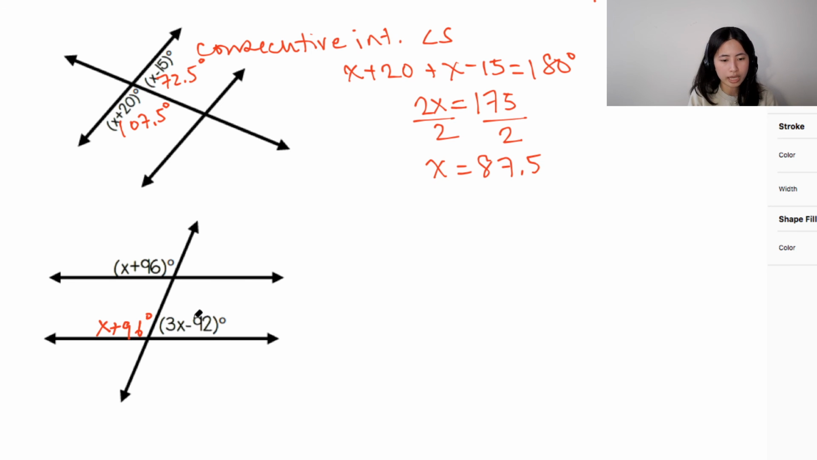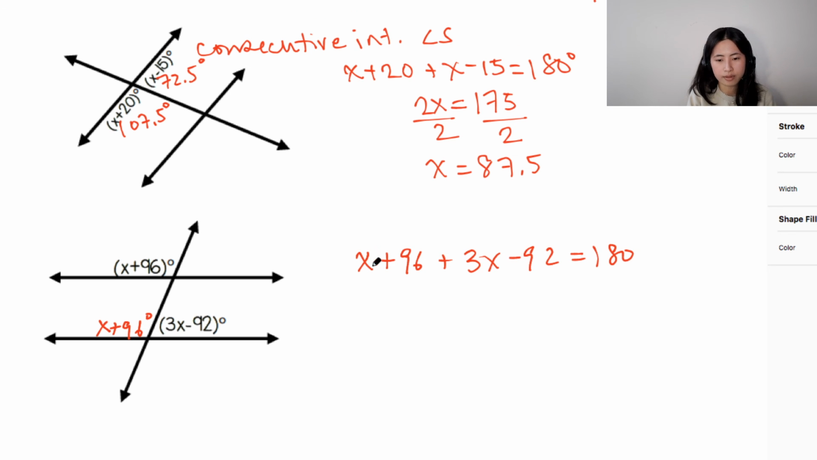And then all you do is make sure that they add up to 180 degrees because these are consecutive interior angles, right? So x plus 96 degrees, and this is plus 3x minus 92. This is equal to 180, right? Because they're supposed to be supplementary. So consecutive interior angles. Great.